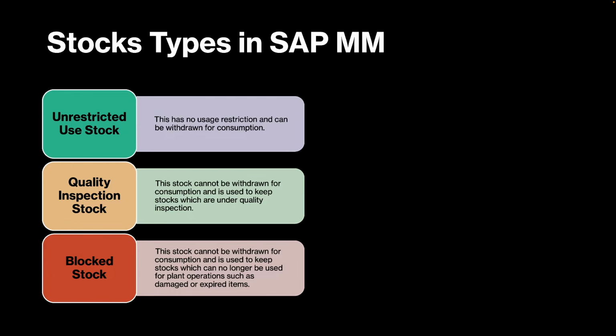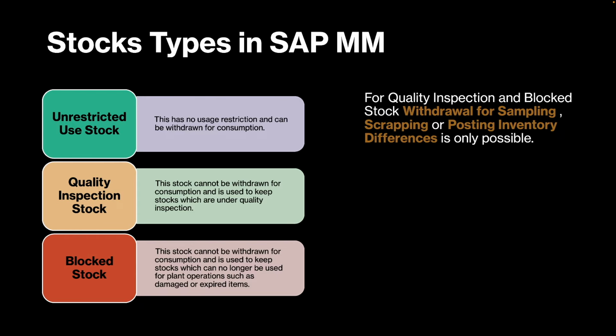and that is what all stock types are there in SAP MM. So as you can see on the screen, for any material, you can have any of these three stock types available in the system, and that is unrestricted use stock, quality inspection stock, and blocked stock. The withdrawal for consumption is only possible through unrestricted use stock. That is, the unrestricted use stock is the stock which is available for consumption. So you can see here, for quality inspection and block stock, only withdrawal for sampling, scrapping, or posting inventory differences is possible. And today we'll learn about the sampling and scrapping process for all these three stock types.